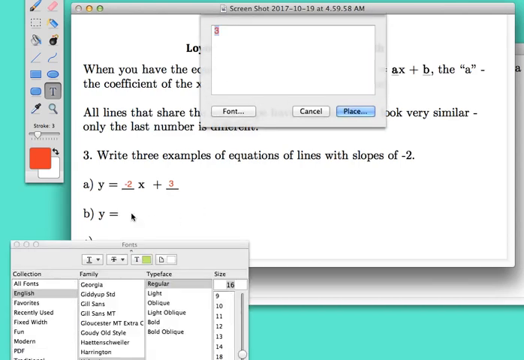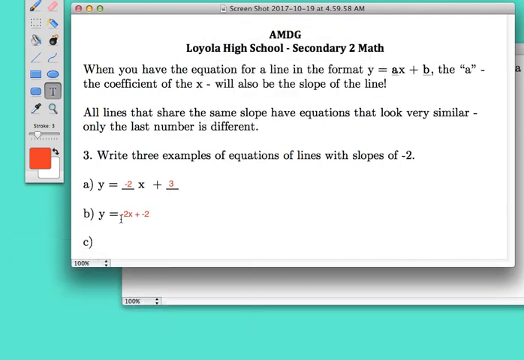I know that if I wanted to have a slope of -2, that number in front of the x has got to be -2. Then whatever I want to put afterwards, like, I don't know, I'm going to put -2. Y equals -2x plus -2. Because there's that -2 in front of the x, I know I've written a line with a slope of -2. I know I'm in business, right? Anything else, whatever, it can be any number here.